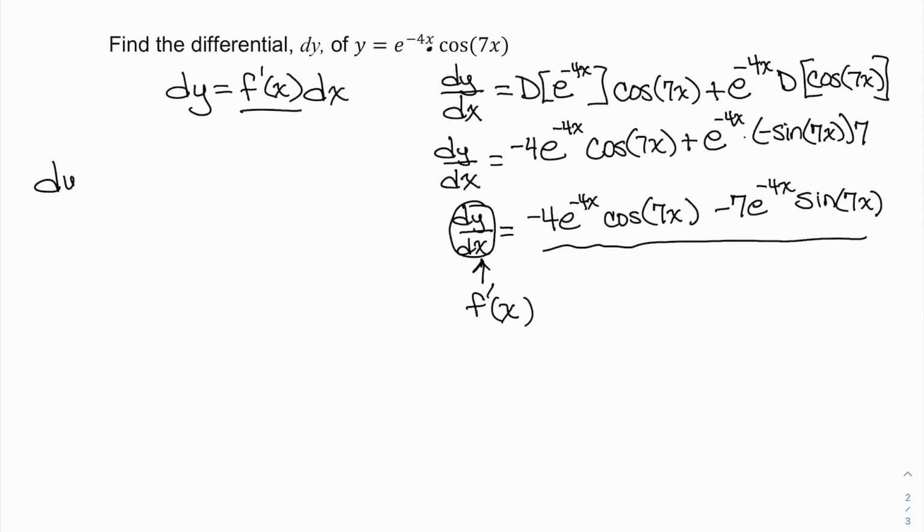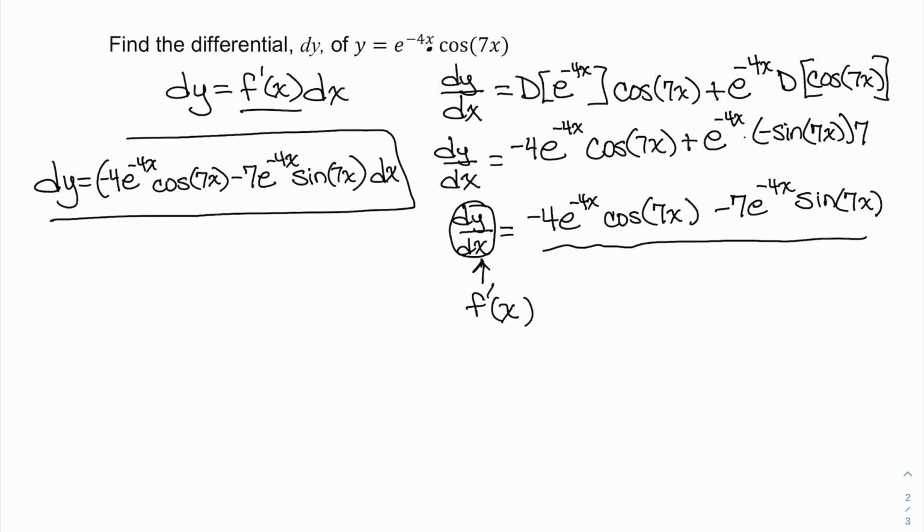My dy is equal to, it's more than one term, so we need to put it in parentheses, negative 4 e to the negative 4x cosine of 7x minus 7 e to the negative 4x sine of 7x, close the parentheses, and then dx. So that is our differential.